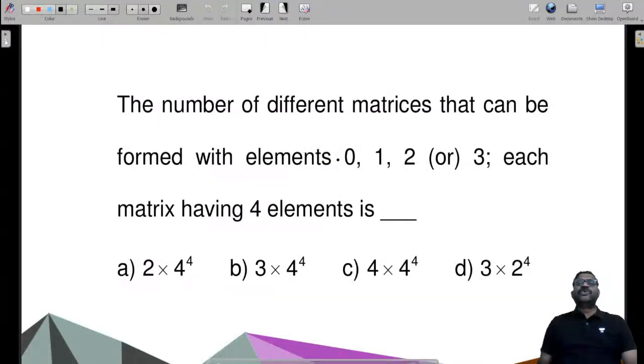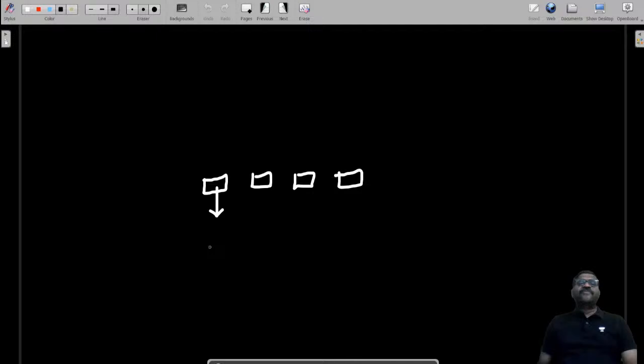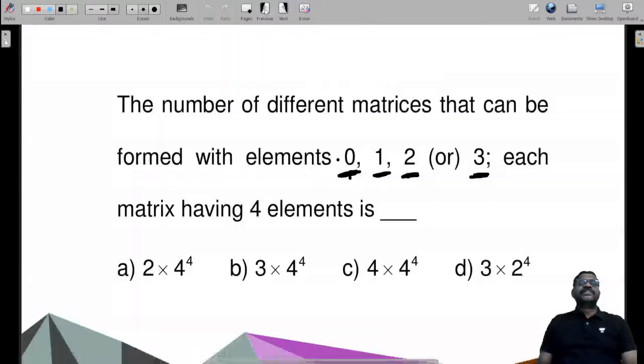In each form, either 1 cross 4, 4 cross 1, or 2 cross 2, there are 4 blank places, because 4 elements. So every blank place you can fill with either 0, 1, 2, or 3. So every blank place can be filled in 4 ways: 4 into 4 into 4 into 4. That's why the total number of possible ways is 3 into 4 power 4. Understood? Therefore, the correct answer is 3 multiplied with 4 power 4.